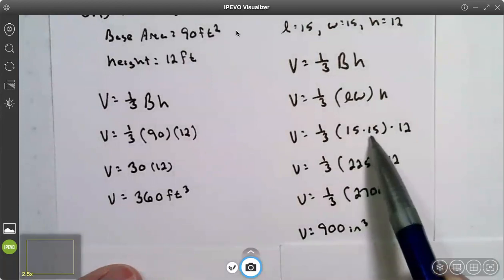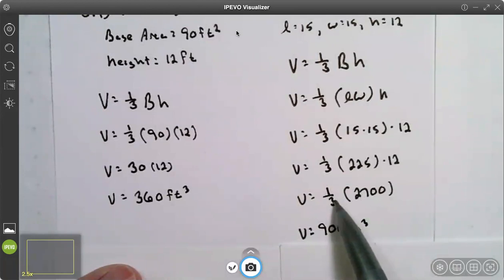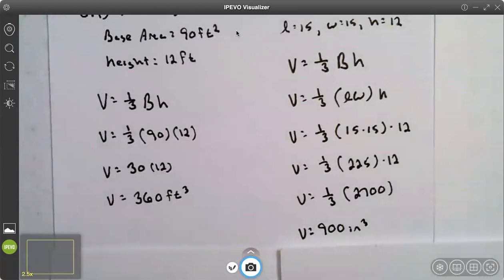15 times 15 in my calculator gives me 225. That's the area of my base. Leave that in my calculator, hit times 12, it gives me 2,700. Leave that in my calculator, hit divide by 3, because that's the same as multiplying by 1/3, and I get 900 cubic inches.